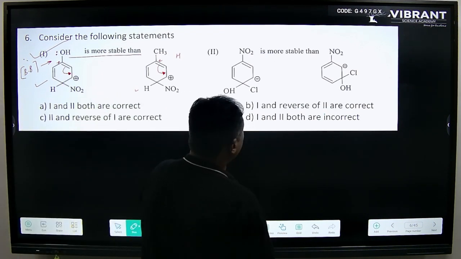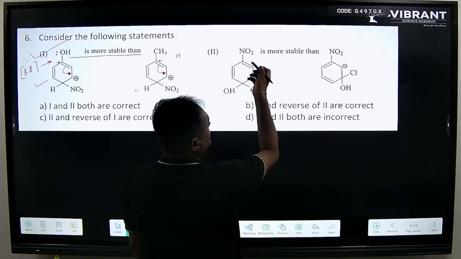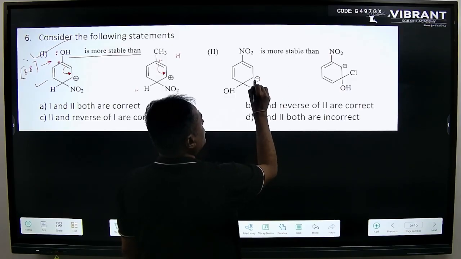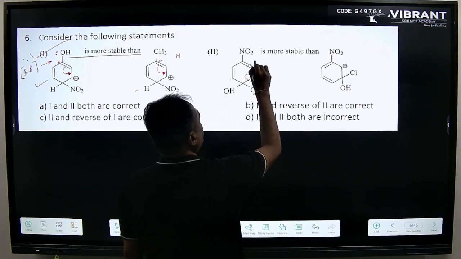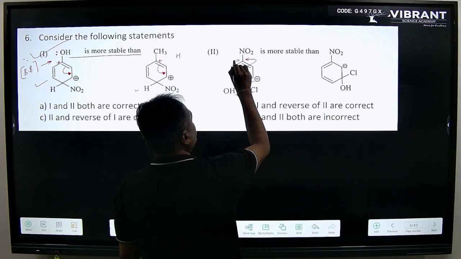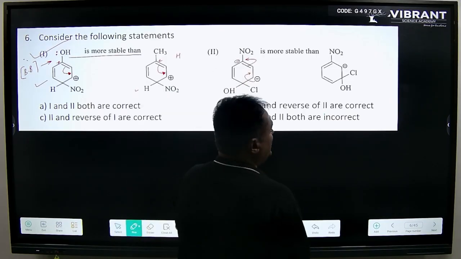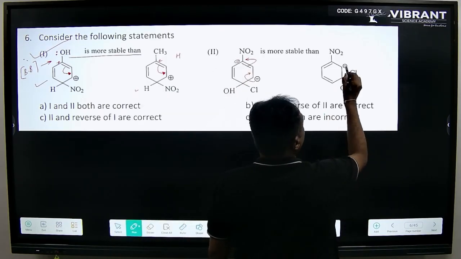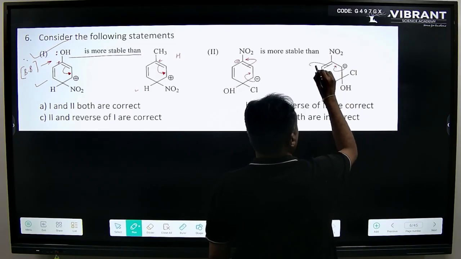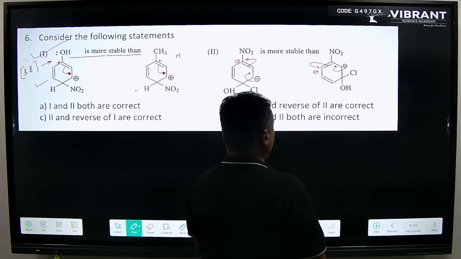Now, here what you can see, this is a negative charge alternate to a pi bond. So, what will happen? The lone pair will become a pi bond and the pi bond will become a lone pair. So, here you will get a negative charge, correct? In this case, child, what will happen? Your lone pair, the negative charge, will become a pi bond, and the pi bond will become a lone pair. So, your negative charge will come over here. So, what is the difference in these two structures?